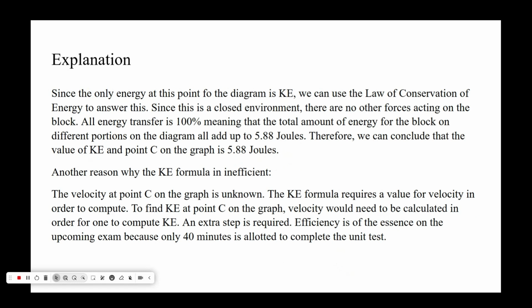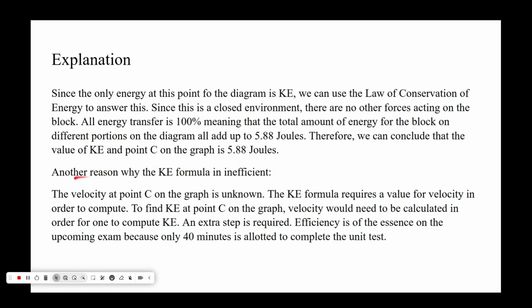So yeah, the law of conservation of energy means that the energy transfer is all 100%. The total amount of energy for the block at different portions on the diagram all add up to 5.88 joules. So we can conclude that the value of KE at point C is 5.88 because it's all kinetic energy, so that means it's all 5.88 joules.